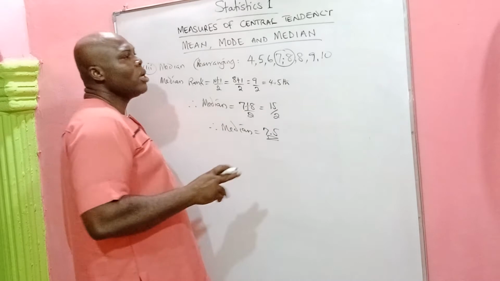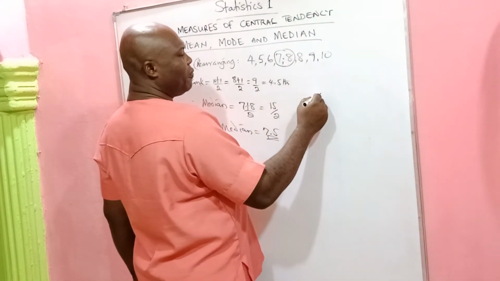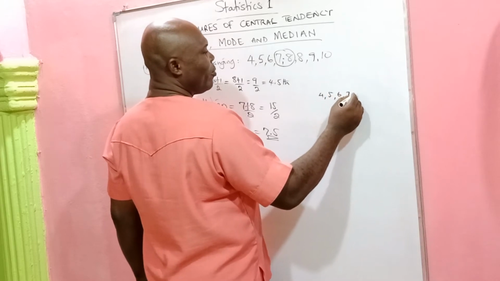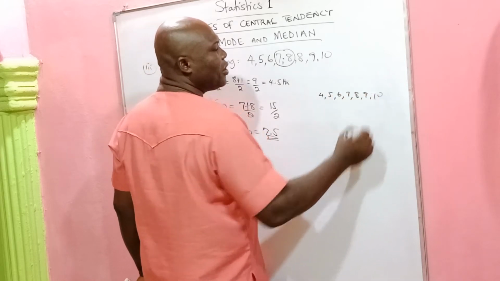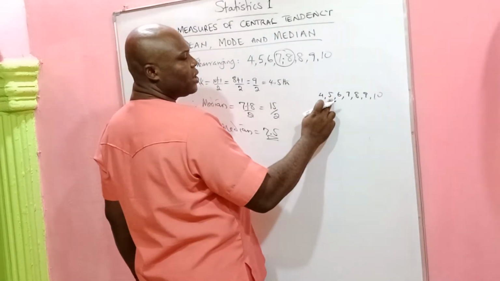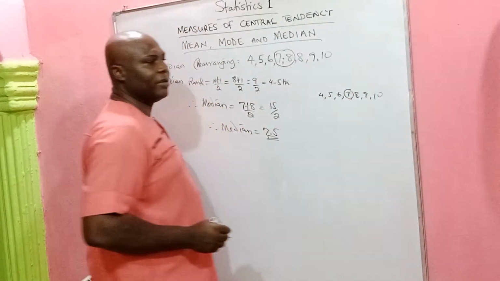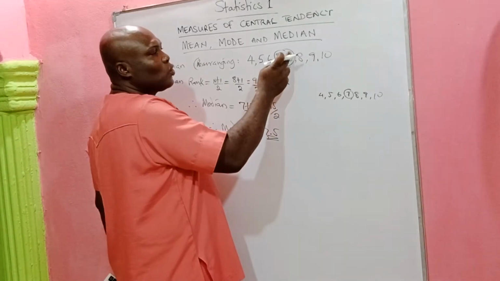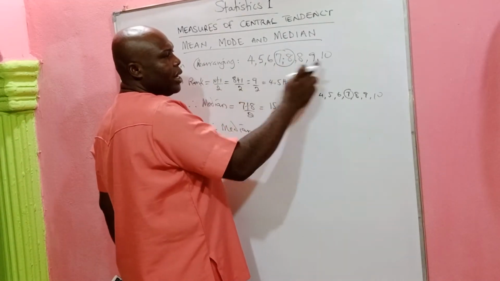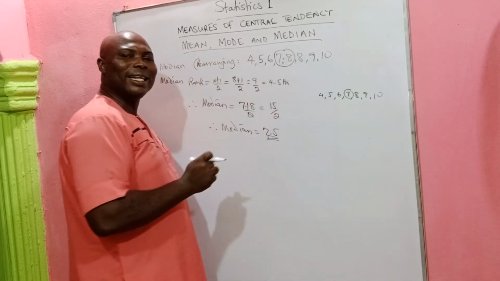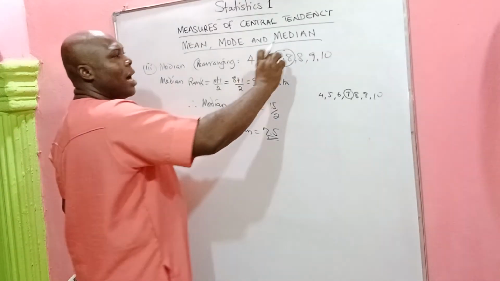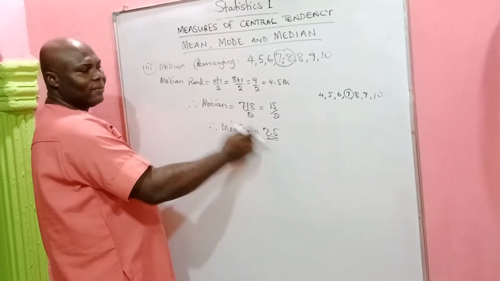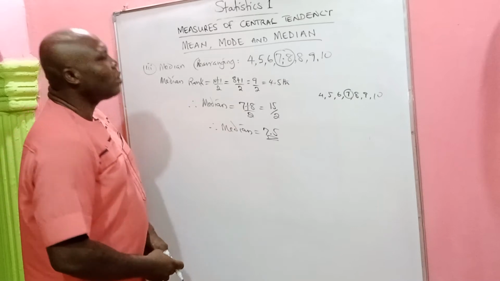Please take note. Assuming the numbers we had were 4, 5, 6, 7, 8, 9, 10, the median would simply have been the middle number 7. It would have just been 7. But when you have a distribution that has two numbers in the center, to get the median, you have to take the average of those two numbers. You add them and divide by 2. That gives you the median. Please take note of that.